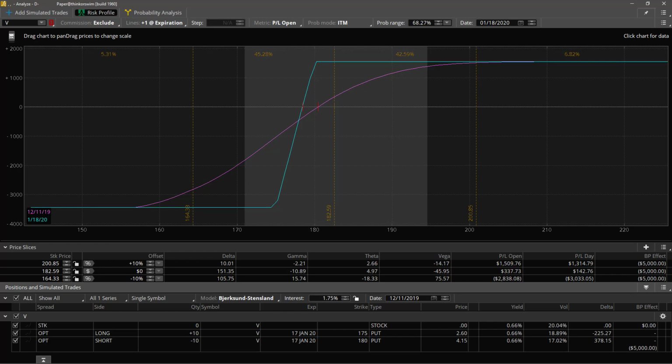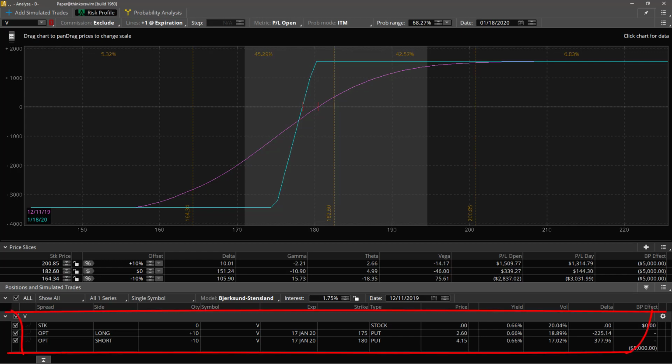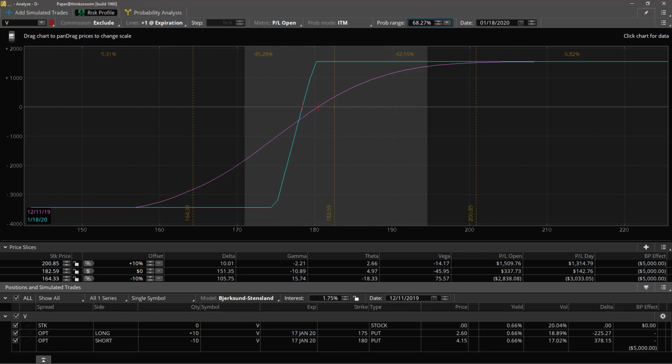We're looking now at the risk graph of a bull put spread on Visa. There are three slices active for it right now. One floating at the stock price, and the other two floating 10% above and below the current price. Notice these numbers up here.